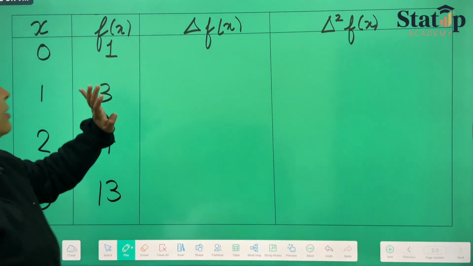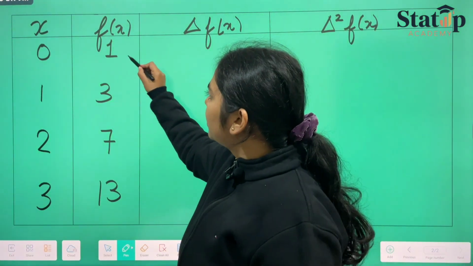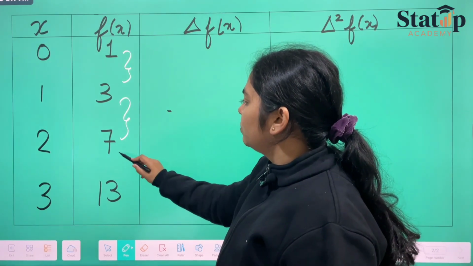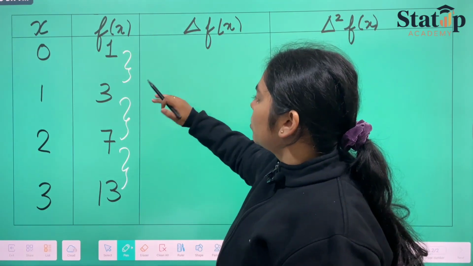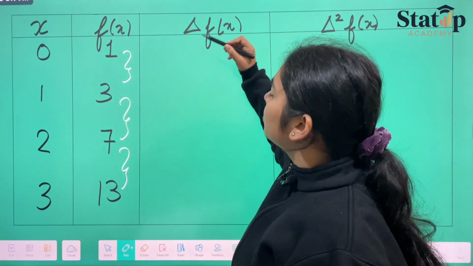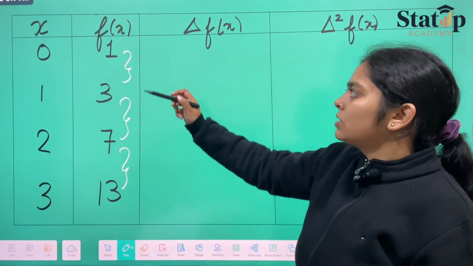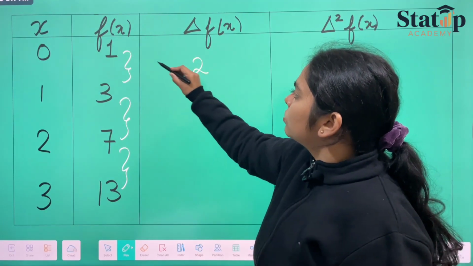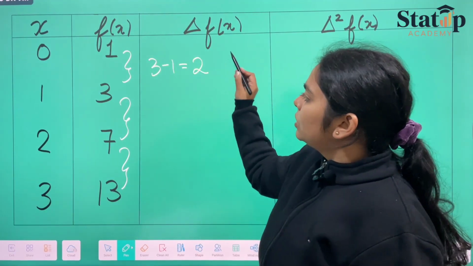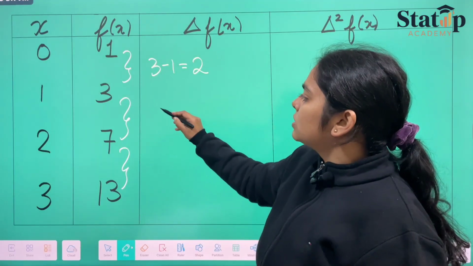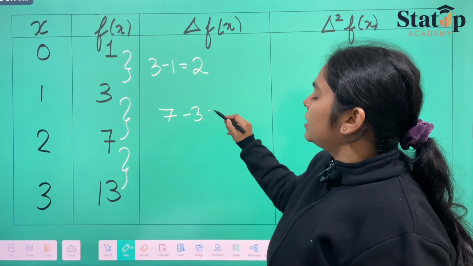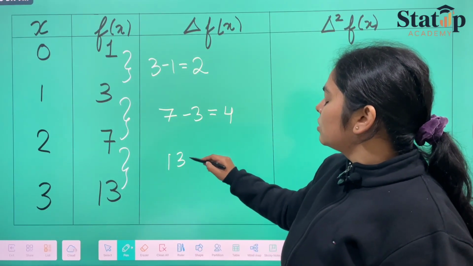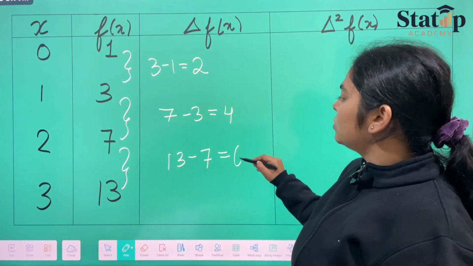Now we have to find delta fx. Delta fx will be written in between these 2 points, because we are differencing these 2 points. So delta fx is nothing but f(x plus 1) minus fx. For the first value it will be 3 minus 1, which is equal to 2. This will be 7 minus 3, which we write in the center, equal to 4. And this will be 13 minus 7, which will be equal to 6.